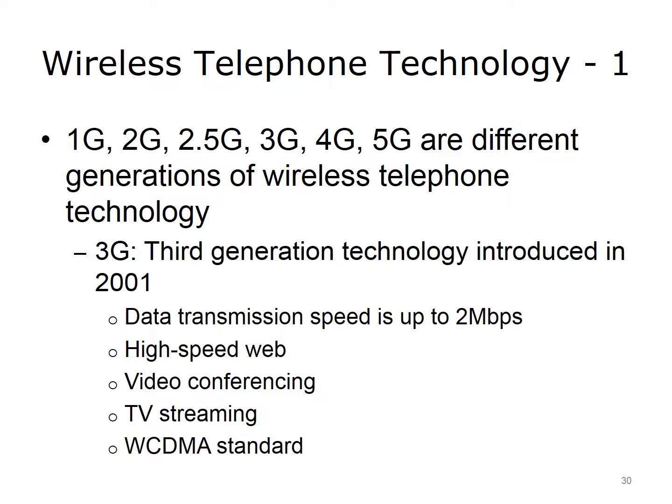1G, 2G, 2.5G, 3G, 4G, and 5G are different generations of wireless telephone technology that were introduced consecutively as the technology developed. Most of the devices in 2016 operate on 3G or 4G. 5G is undergoing testing and is expected to be deployed soon.